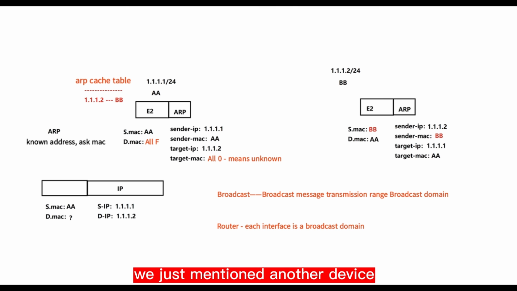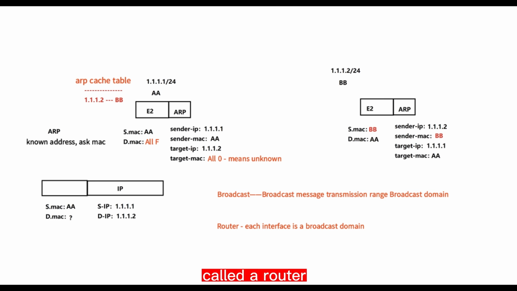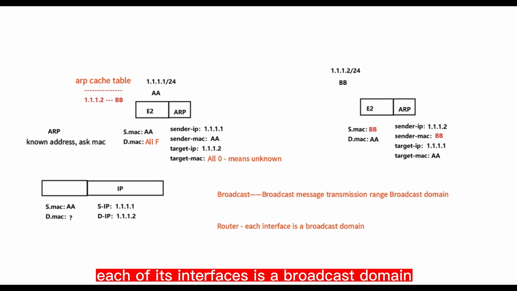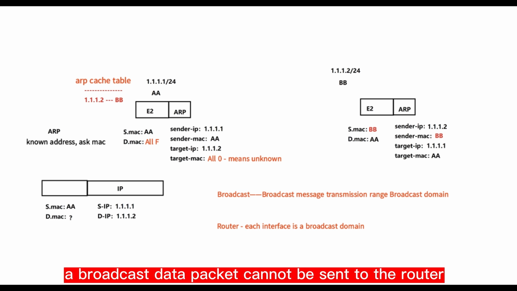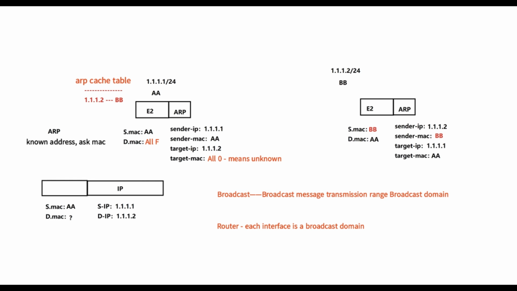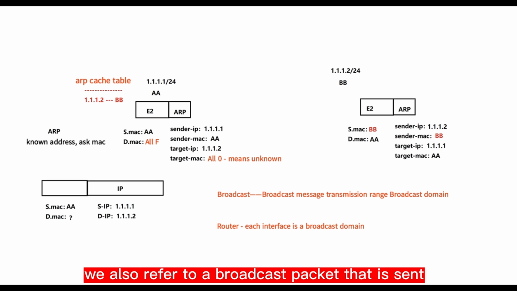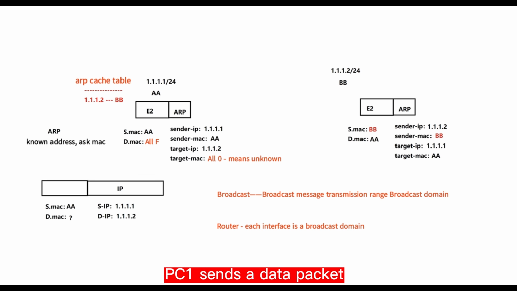We just mentioned another device called a router. It's not the same as a switch. For routers, each of its interfaces is a broadcast domain. That is to say, a broadcast data packet cannot be sent through the router. This is the delivery range of a broadcast packet. If there are multiple devices in an environment and PC1 sends a data packet, since it is a broadcast, all devices can receive it.